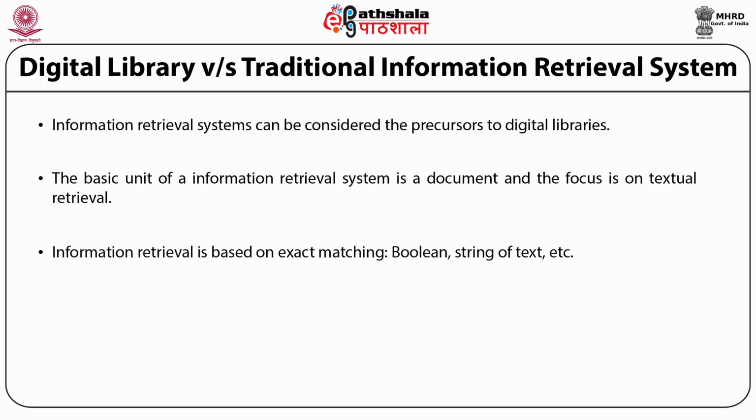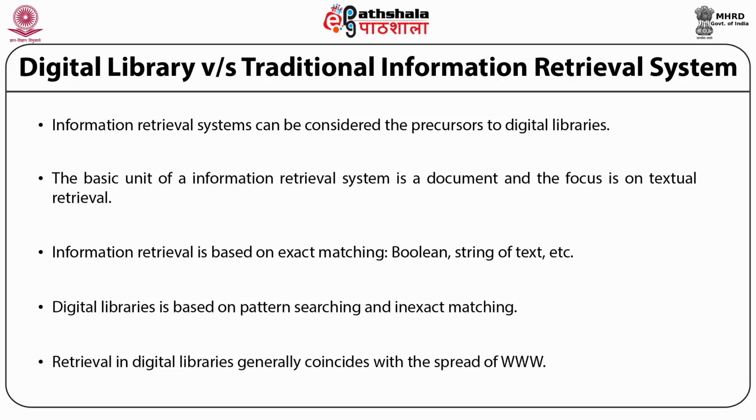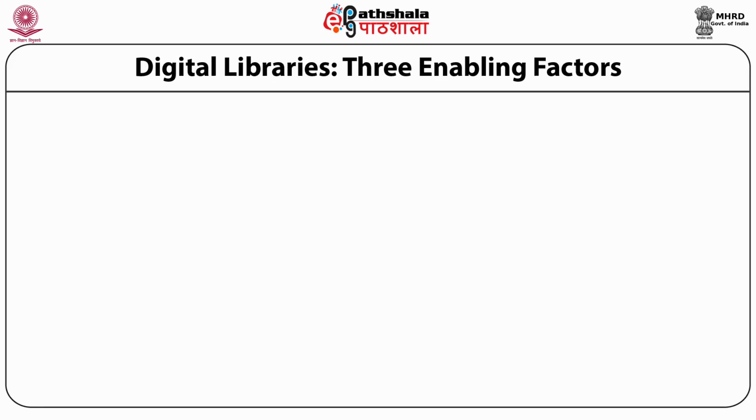Traditional information retrieval systems are based on exact matching, Boolean or string of text, etc. Traditional IRS do not support fuzzy logic and inexact searching, which is one of the proprietary benefits of digital libraries. Digital libraries are based on pattern searching, inexact matching, and fuzzy logic. Migration from information retrieval to digital libraries generally coincides with the spread of the World Wide Web. Now we know that digital libraries are a migration, or one can say a successor, to information storage and retrieval systems.